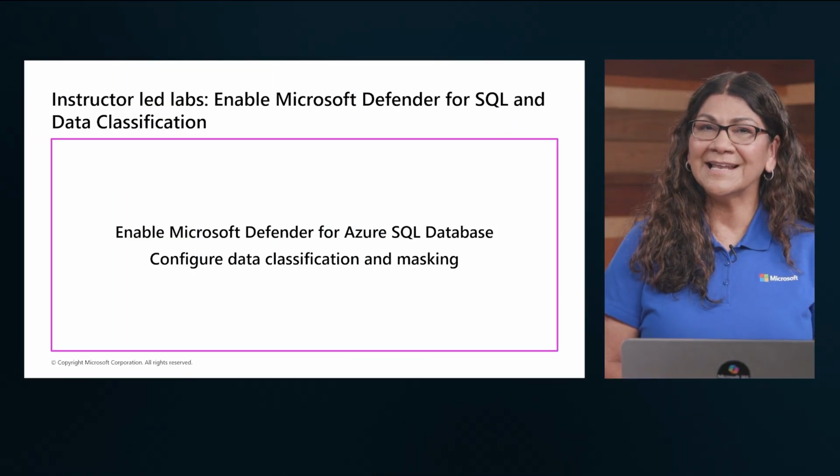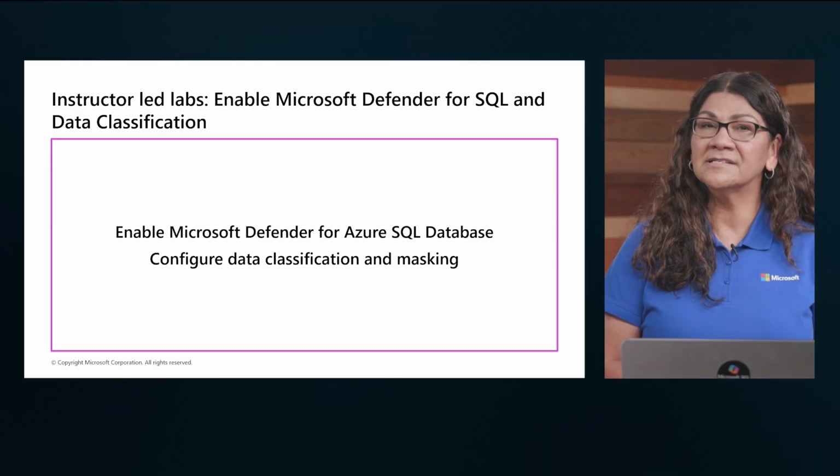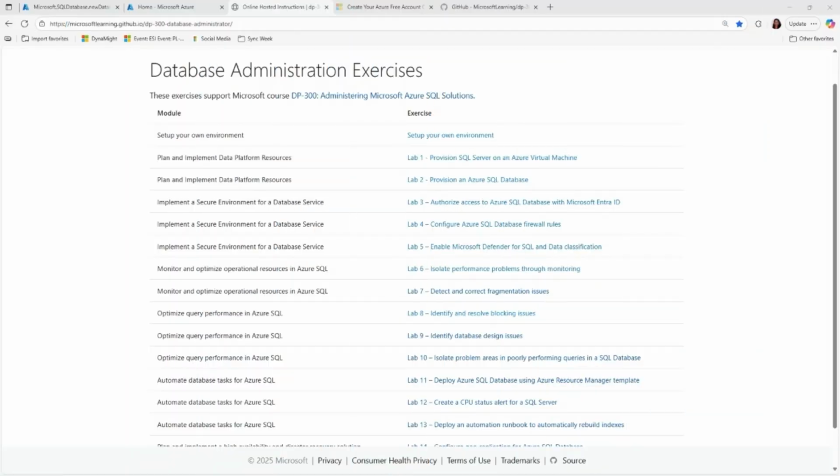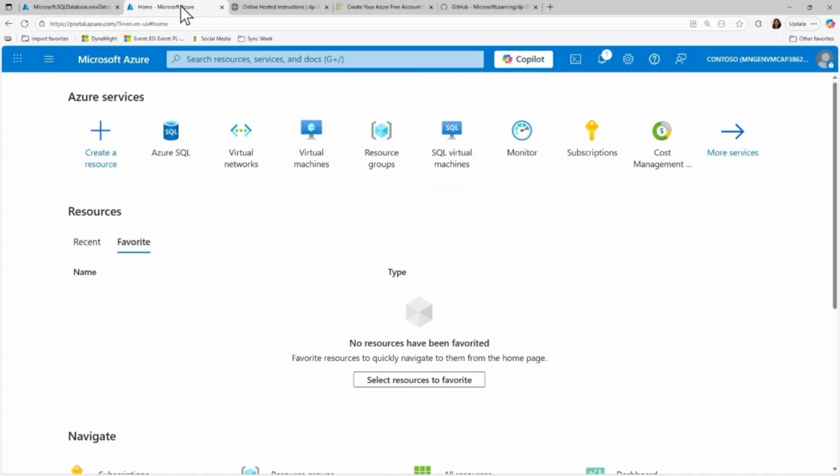Now let's look at how to enable Microsoft Defender for SQL and data classification. Now we're going to move on into Lab 5, where we're going to talk about how to enable Microsoft Defender for SQL and data classification. So that is where we're at. That lab finds us here inside of Azure and again inside of Azure SQL.